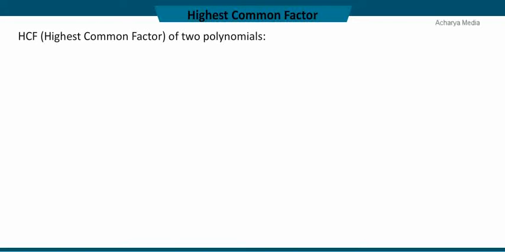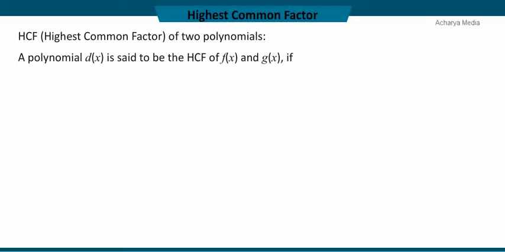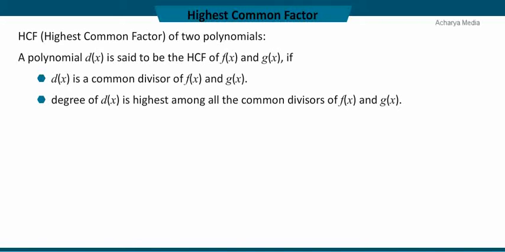HCF, highest common factor of two polynomials. A polynomial d of x is said to be HCF of f of x and g of x if d of x is a common divisor of f of x and g of x, and the degree of d of x is the highest among all the common factors of f of x and g of x. HCF is also called GCD, greatest common divisor.